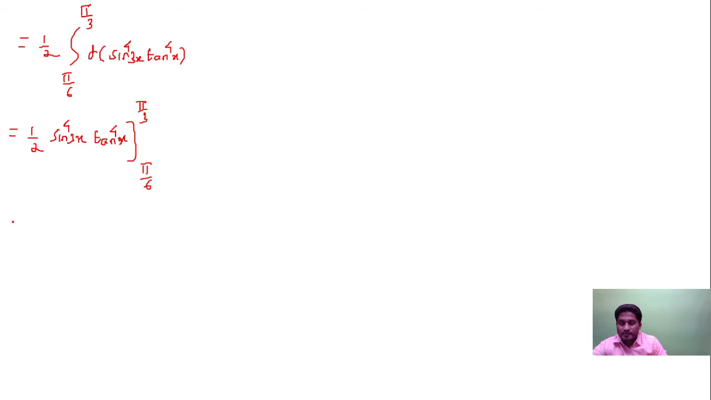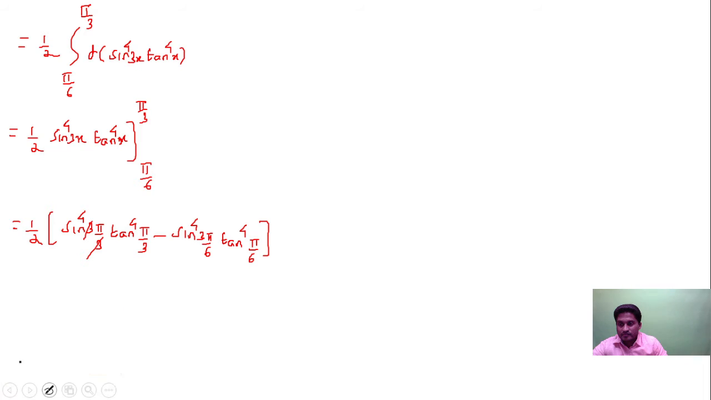If I substitute the upper limit, this is equal to 1 upon 2. Upper limit is sine to the power of 4 of 3 into pi by 3, and then you get tan to the power of 4 of pi by 3. So this is the upper limit. Minus lower limit, which is sine to the power of 4 of 3 into pi by 6, and then tan to the power of 4 of pi by 6. This will cancel. Sine pi is 0. Sine of any multiple of pi is 0. So this fellow will be 0. You get minus half.